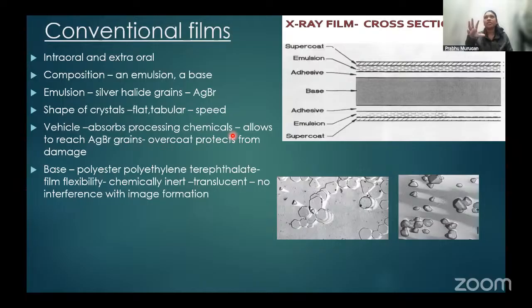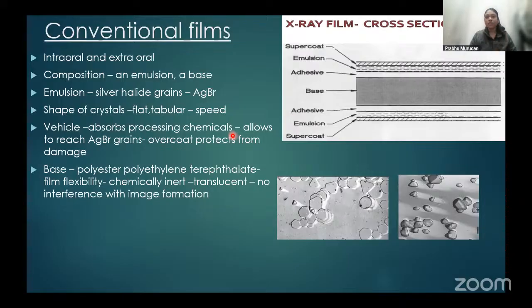It is going to be slightly clumsy, right? So you will not be able to get the proper diagnostic quality. So it has to be translucent, flexible, and chemically inert. These three should be the properties of the base of the X-ray film. When it comes to extraoral X-ray film also, obviously it is the same. So that is why I mentioned it already.